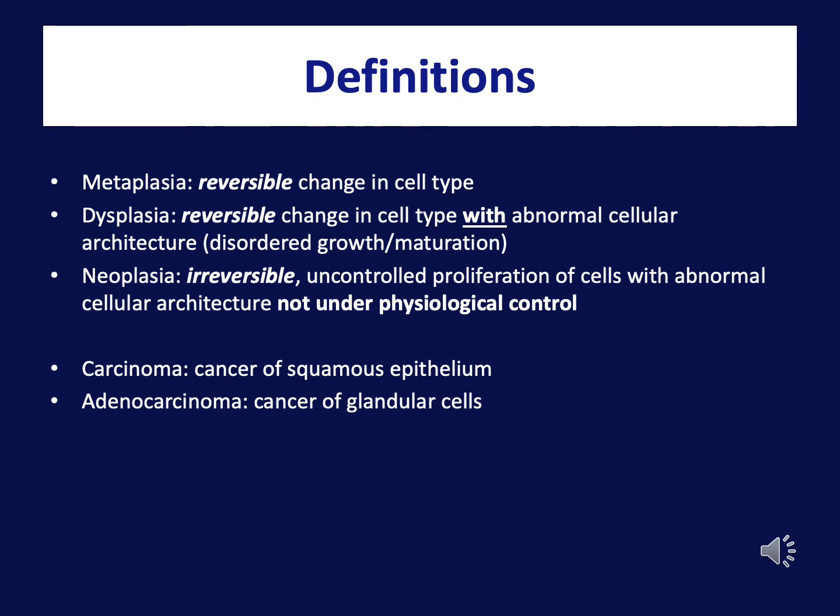Finally, the last stage is neoplasia. This is irreversible and it's cancer. It's uncontrolled proliferation of cells with the cancer architecture and it's not under physiological control. Finally, the two types of cancer we'll be looking at: carcinoma, cancer of squamous epithelia, and adenocarcinoma, cancer of glandular cells.